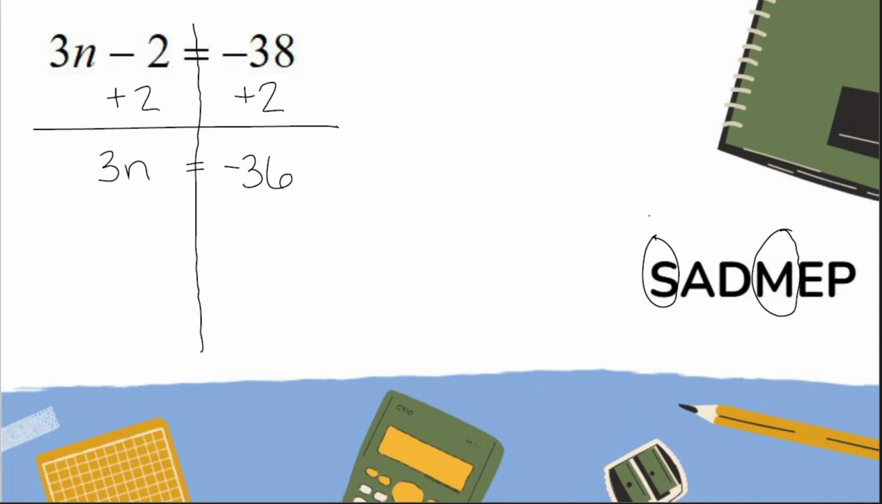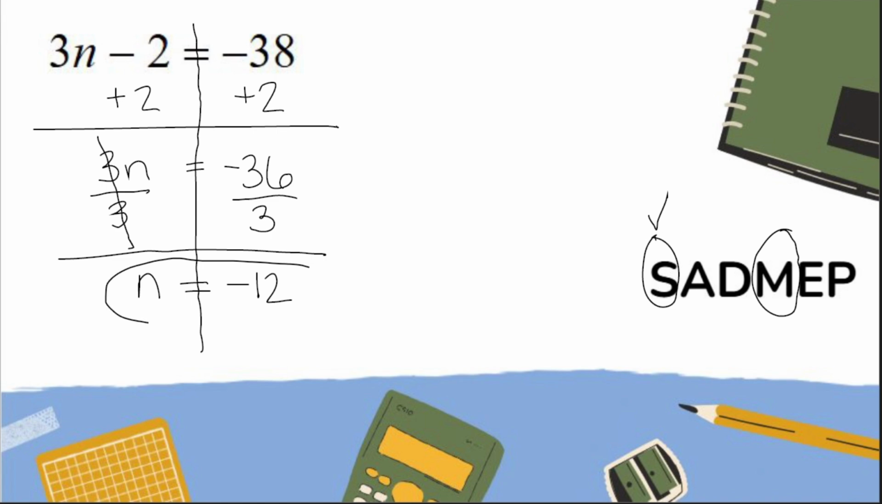Now I need to undo that times 3. So to undo times 3, I'm going to divide by 3. And we're going to show our work like big kids. We're going to do the fraction bar 3 on both sides. That just shows us that we can cancel out the 3's like this. It's just nicer to see. So we have n by itself equals negative 36 divided by 3. We're going to get negative 12. And there's my answer. So I'm going to circle it. Woo woo. There we go.